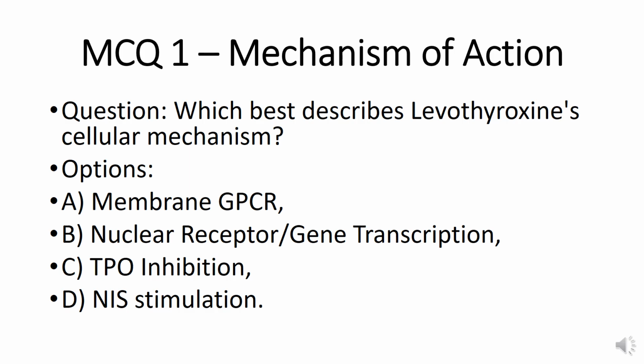The key takeaway is simple. Levothyroxine ultimately works through a genomic mechanism. After conversion to triiodothyronine, it binds nuclear thyroid hormone receptors and regulates gene transcription. This explains why the drug's effects develop gradually over days to weeks rather than immediately after administration. So if you selected option B, you're absolutely correct. Levothyroxine's primary cellular mechanism is nuclear receptor activation, leading to changes in gene transcription and protein synthesis throughout the body.